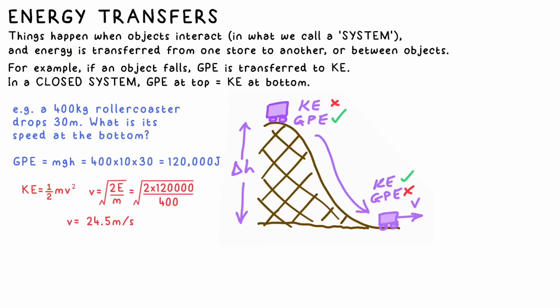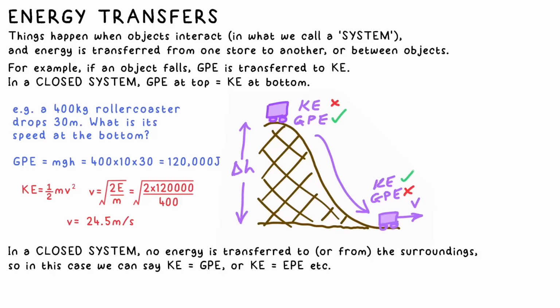To get rid of the half, we double the other side. Then to get rid of the mass from the right-hand side, well, we're multiplying by it on the right, so we just divide by it on the left. Finally, to get rid of the square on the v, we square root the other side. So speed v is equal to 2 times the kinetic energy divided by the mass, all square rooted. Then just pop in your numbers, punch it into your calculator, and boom, you got your answer.